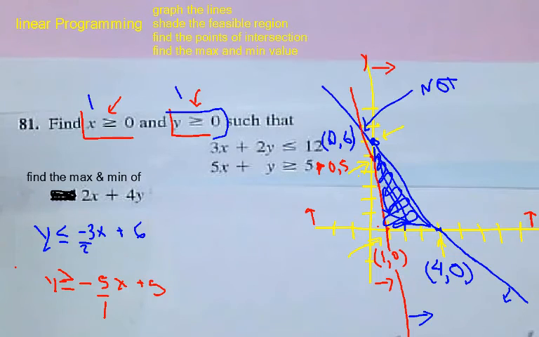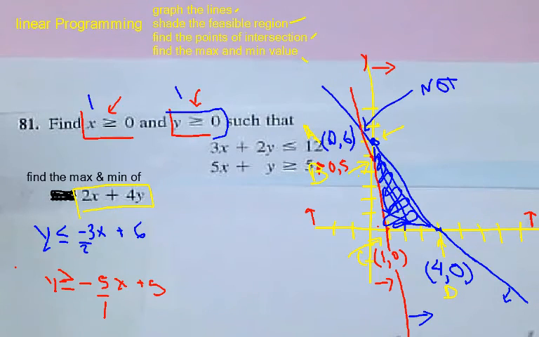Everything in the shaded area. You have to find the corners of the shaded area. So remember what we're doing. We're plugging it into here and finding the max and min. So we graphed the lines, yes we did. We shaded the region, yes we did. We found the points of intersection, and now we're going to find the max and min. So let's name these. The top one will be A, this one will be B, this one will be C, and this one will be D.